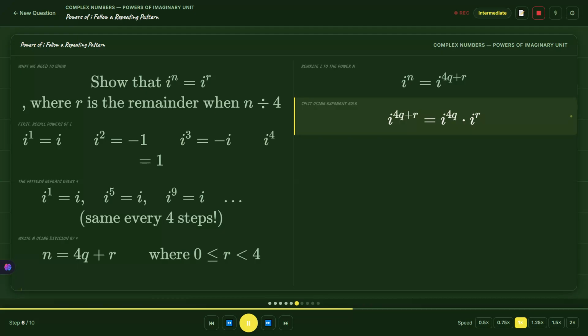Here is a handy rule about powers. When we add numbers on top, we can split it into 2 parts times each other. So i to the power 4q plus r becomes i to the power 4q times i to the power r.